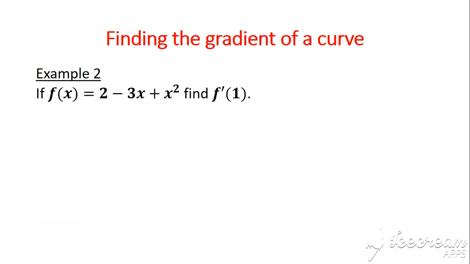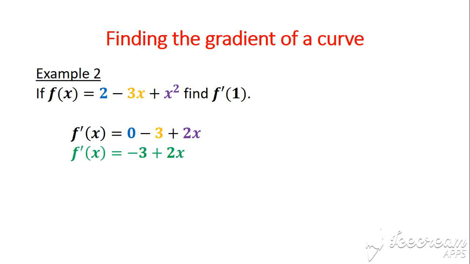All right, example 2. If f(x) equal to 2 minus 3x plus x squared, find f dash of 1. This is the same as the last question, it's just weird notation. f(x) just means y, and f dash means y dash. So let's differentiate the function. The 2 differentiates to 0, the negative 3x differentiates to negative 3, and the plus x squared differentiates to 2x. So when we tidy that up, we get a gradient rule, which is negative 3 plus 2x. Or some people write it as 2x minus 3.